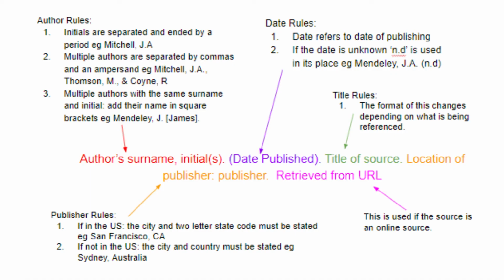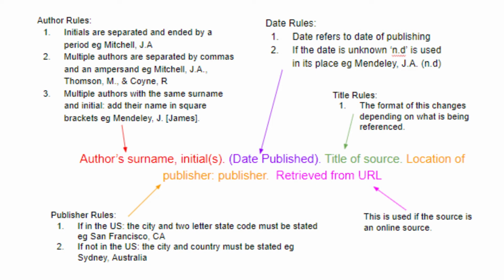How to cite your sources? Let us follow the APA format. Start with the author's surname, comma, and then the initial of the author. For example, Mitchell, comma, J.A. Or, if you have multiple authors, Mitchell, comma, J.A., comma, Thompson, comma, M, and Coyne, comma, R. And then, after that, put a period. It must be followed with the year when it was published, and then put a period again. It must be enclosed in a parenthesis.